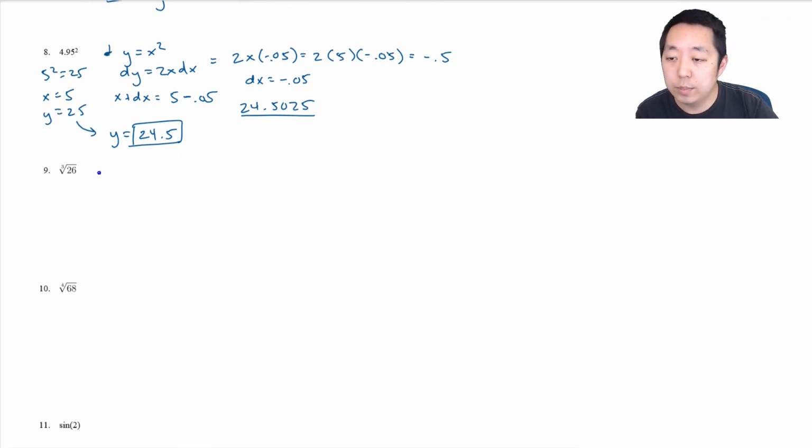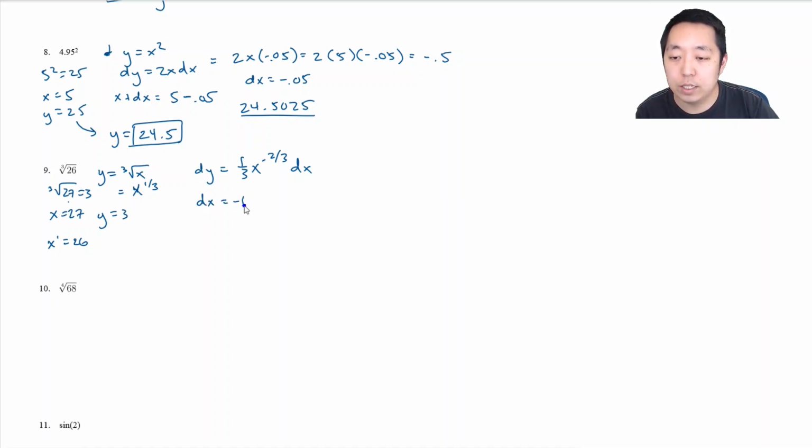Okay. Here I'm doing y is equal to the cube root of x. That's the function I'm approximating. And I'll note that the cube root of 27 is equal to 3. So I want to compute my differential, my dy, just taking the derivative. This is really x to the 1/3. By doing power rule, it's going to be 1/3 x to the negative 2/3 times dx. So in this case, my x is 27 and my y is 3, and my new x is 26, so I subtract 1, right? So that means my dx is equal to -1.